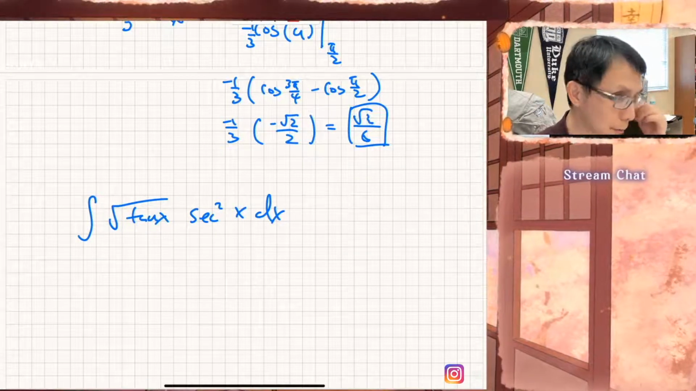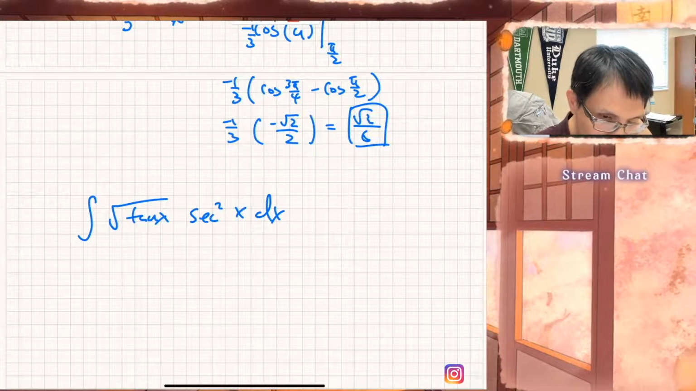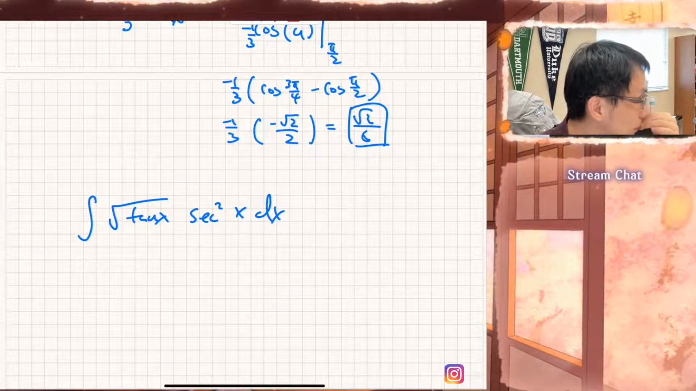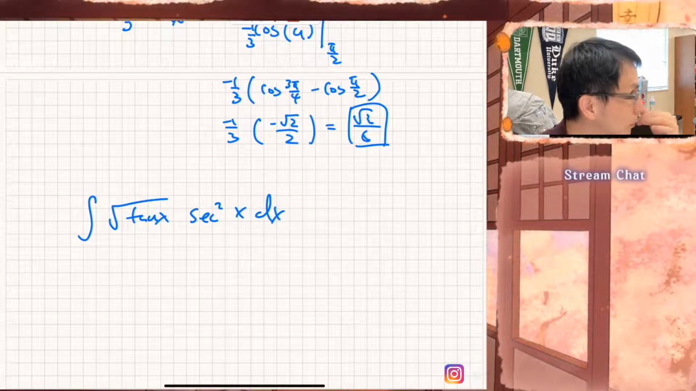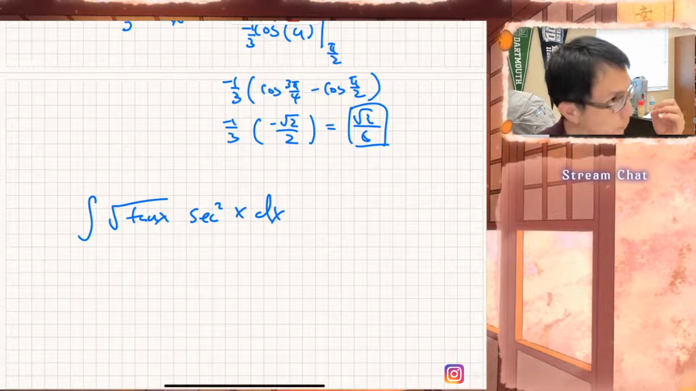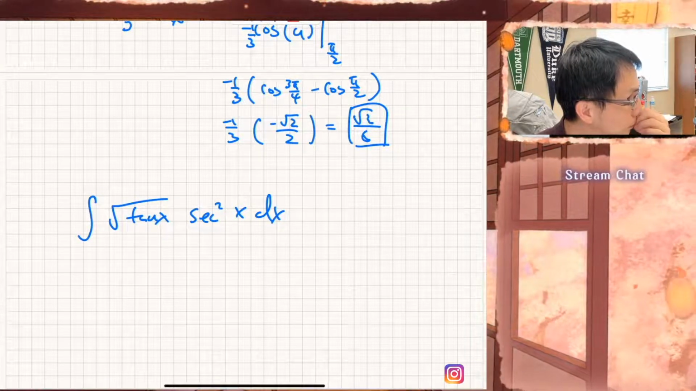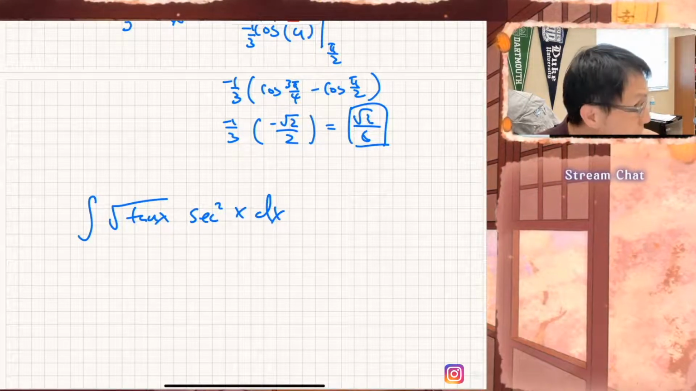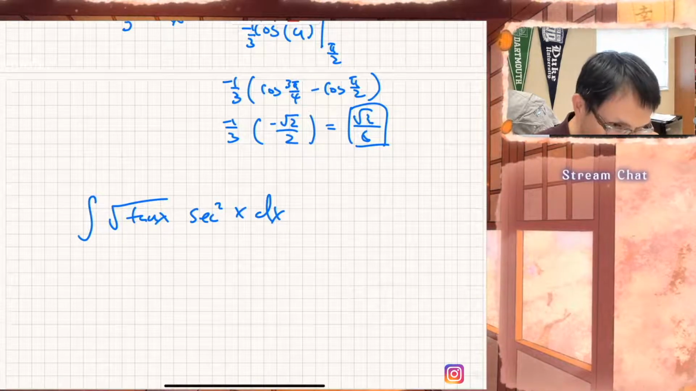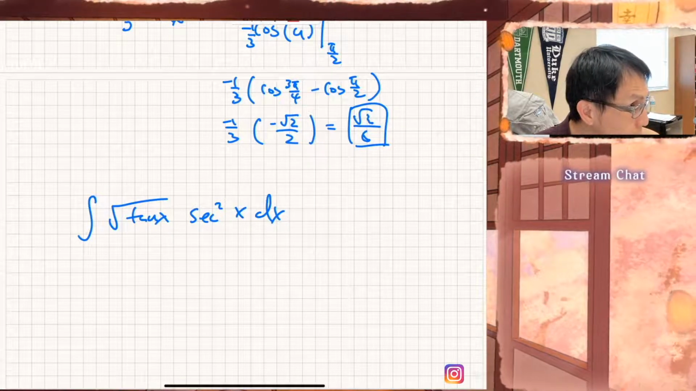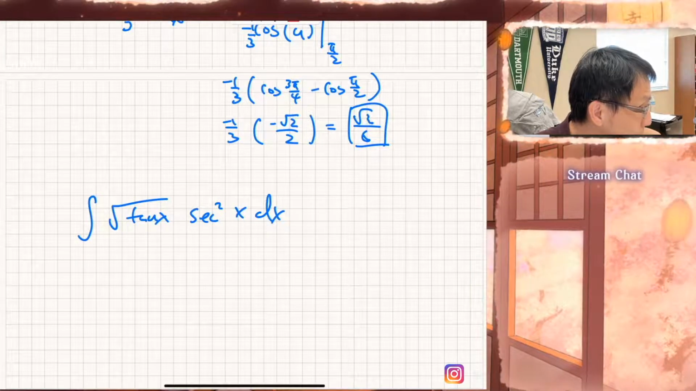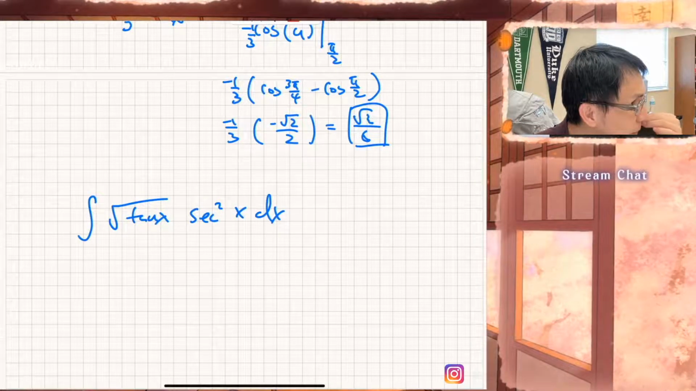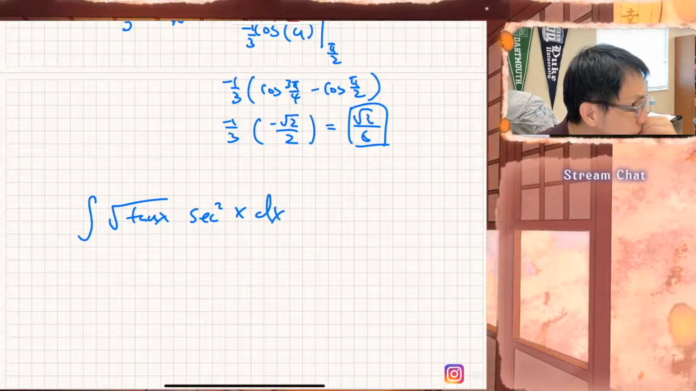Why is it tangent of x? It's to the 1/2. Well, yeah, but also there was another reason. The other one is squared. Secant squared x is an easy derivative. It's an easy antiderivative, because you already know the derivative of tangent x is secant squared x, but you don't know what the square root of tangent x is.